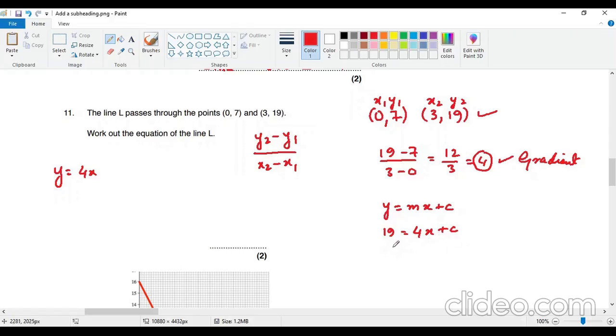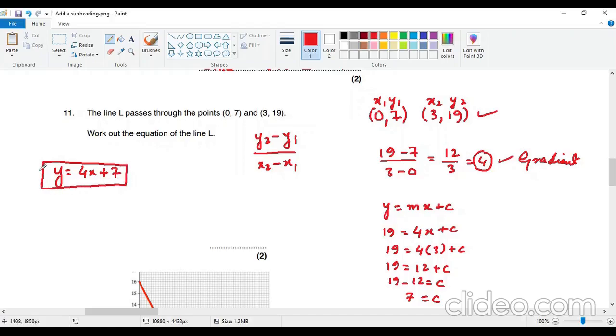Here, 19 equals 4, so 19 is the y coordinate, the x coordinate is 3, plus c. That means 19 equals 12 plus c. That means 19 minus 12 equals c, which is 7. 19 minus 12 is 7. So your equation becomes y equals 4x plus 7. This is going to be your equation.